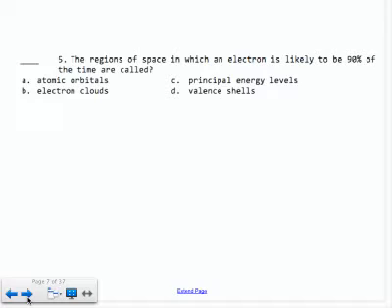The regions of space in which an electron is likely to be 90% of the time are called atomic orbitals. Those are the regions in space where we think the electron will be most of the time. Not all the time, but most of the time. Electron clouds are something we haven't talked about yet. Principal energy levels are the main energy levels. They're not orbitals. And the valence shell is just the outermost orbitals. So the answer is A, atomic orbitals.